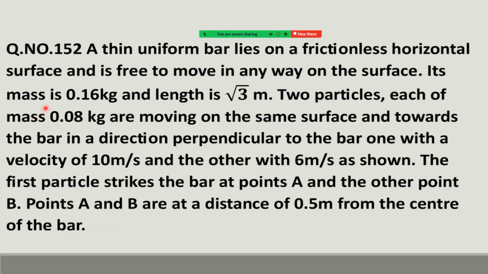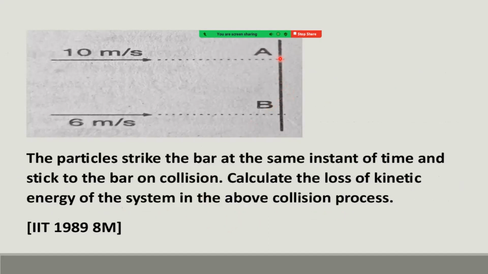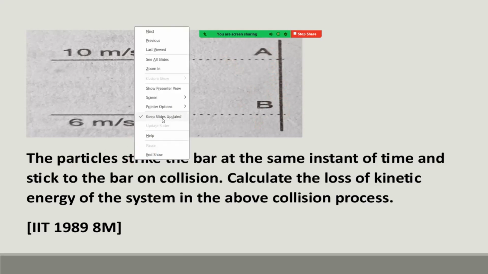Given the mass of the bar and its length, both particles have the same mass. Next, points A and B are at a distance of 0.5 from the center of the bar. See the meaning of this: from the center of the bar, A and B are at the same distance, and these two points have the same masses. That means the center of mass of the bar and these two particles system is again the center of the bar. Both have the same masses at the same distance from the center. That means it rotates about the center of the bar. Okay, let us see.